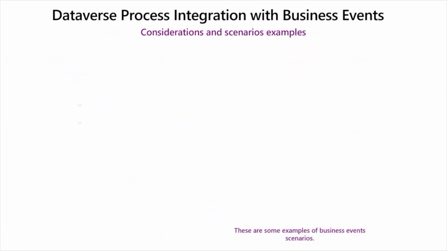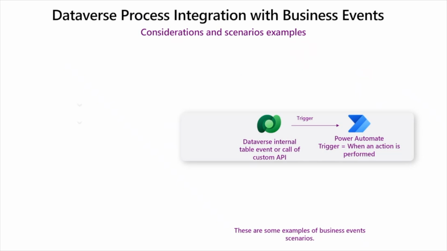And here are some examples, there are more, of business event scenarios. First, a Dataverse table event or custom API can trigger a business event. So for example, after cataloging the opportunity table, we expose the grant access event. In the past, you could only use a plugin to capture and respond to this event. Now you can respond to it using Power Automate with when an action is performed trigger.